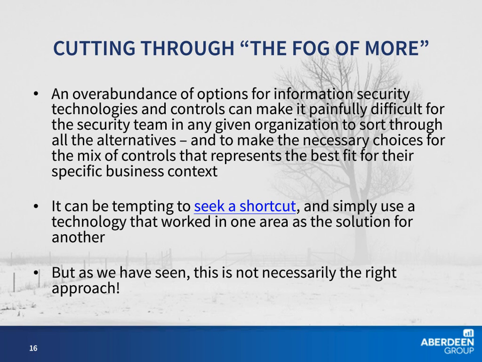And so there's this movement for the critical security controls, the CSC, and there's a top 20, and people are saying the top 20 controls have the biggest impact. So those movements came out of this issue, the fog of more. We've got so many options for information security technologies, so many options for controls. It can make it difficult for any of us, the security teams in any organization, to sort through all the choices and to make the right choices based on the context, the mix of environment, and the risk.